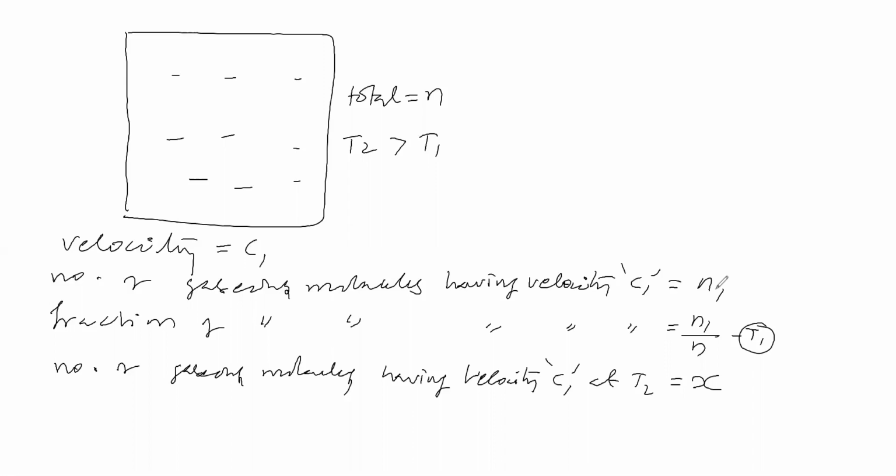Now we will take the velocity. Suppose some molecules are having 2 meter per second, some molecules are having 3 meter per second. Suppose 5 molecules are having 2 meter per second, and some 7 molecules are having 3 meter per second. Now 4 meter per second is possessed by some 10 molecules, and like this it goes on changing when the temperature is T1.